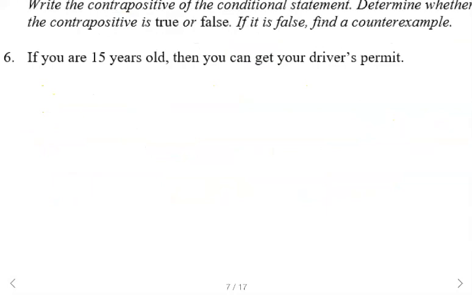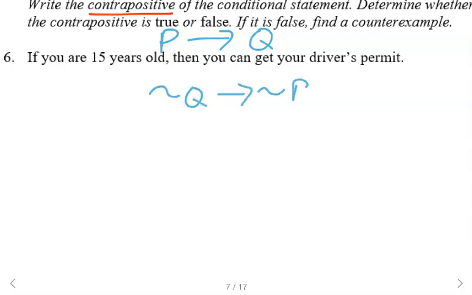Number 6, we're trying to write the contrapositive. Contrapositive will negate and reverse. So this is my original conditional, if P then Q. Contrapositive negates and reverses. So if not Q, then not P. So we're going to take this conclusion of the first, negate it, and put it at the beginning, reverse it.